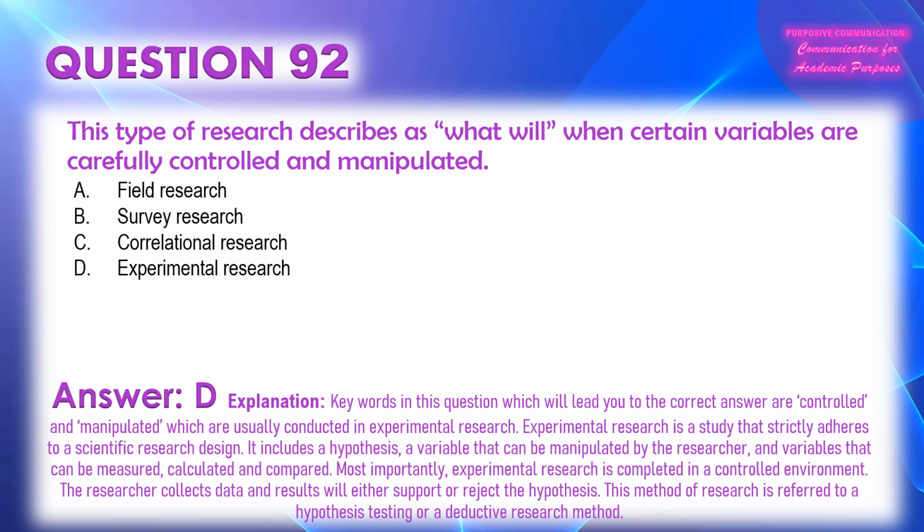Experimental research is a study that strictly adheres to scientific research design. It includes a hypothesis, a variable that can be manipulated by the researcher, and variables that can be measured, calculated, and compared. Most importantly, experimental research is completed in a controlled environment. The researcher collects data and results will either support or reject the hypothesis. This method of research is referred to as hypothesis testing or a deductive research method.